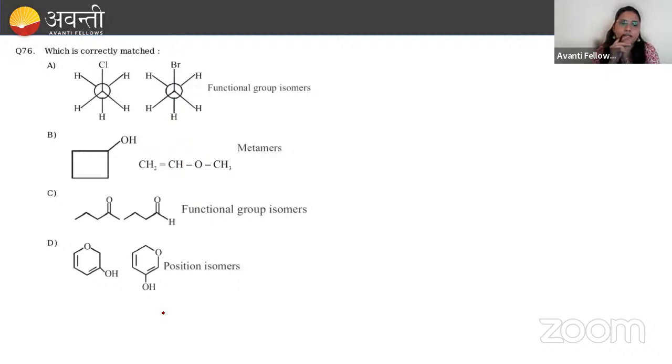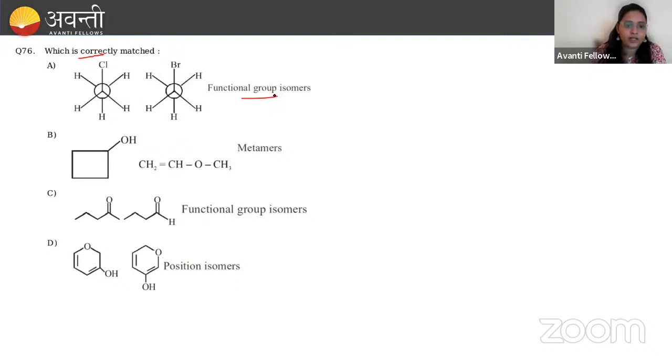Next question. Which is correctly matched? Functional group isomers, metamers. ठीक है? Then functional group isomers again, and then position isomer. So which are correctly matched? यहाँ पे हमको correct पूछा है. जो correct लिखा हुआ है वो कौन सा होगा? ABCD. Which one is correct?